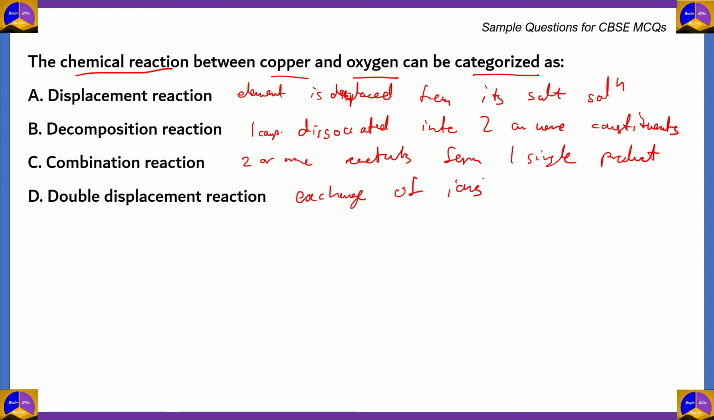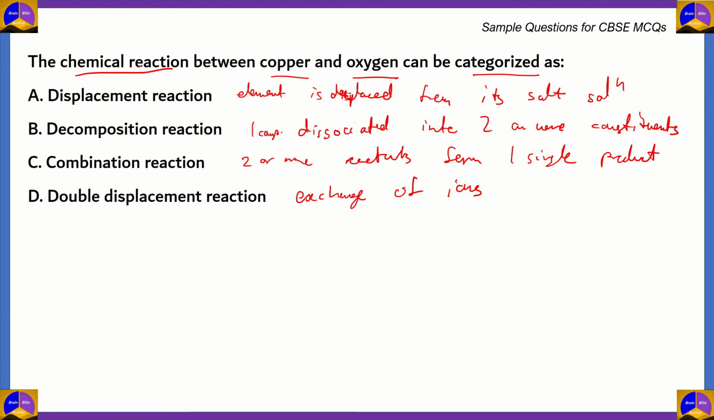The positive ions move to a different negative ion than they were in when they were reactants. For example, barium chloride plus sodium sulfate gives sodium chloride plus barium sulfate. So that's how it works.